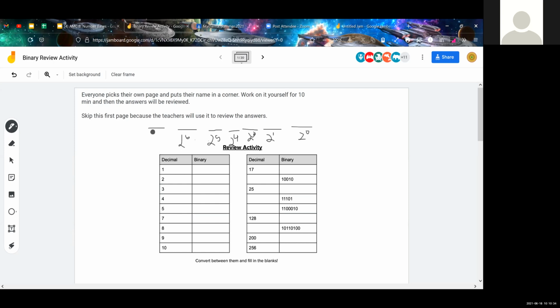Wait, so if you're trying to convert like 3 from decimal to binary, how are you supposed to do that? Because 2 to the power 0 is 1, so 2 to the power of 1 is 2. So how many 2's go into 3? Oh, okay. So you do it like that. Whenever you're doing this, you do not start from the right, but from the left. So you start with the greatest power of 2, the largest power that fits.